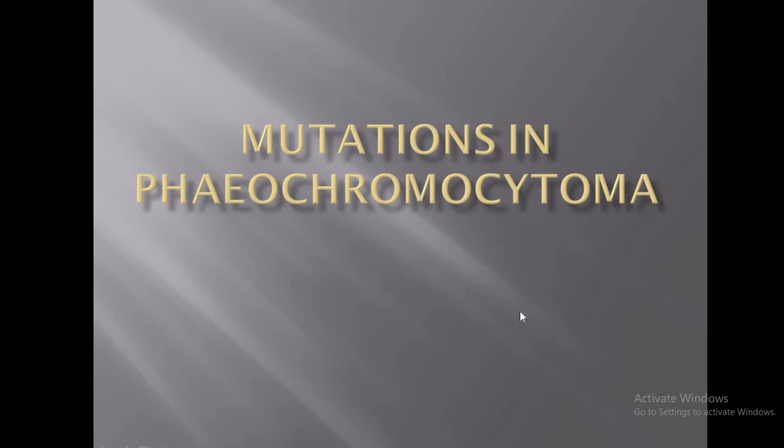So, mutations in pheochromocytoma basically do have two clusters of genes involved. Cluster 1 mainly involves the hypoxia inducible factor, also known as the HIF. It's a highly conserved transcriptional complex, and it's a heterodimer consisting of an alpha and a beta subunit, and it expresses aryl hydrocarbon receptor nuclear translocator.